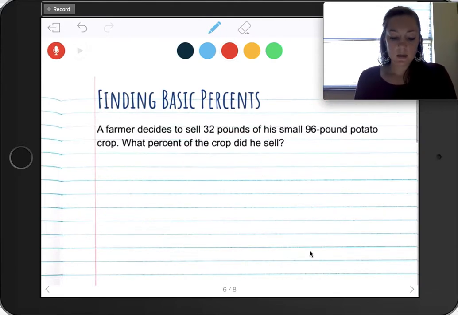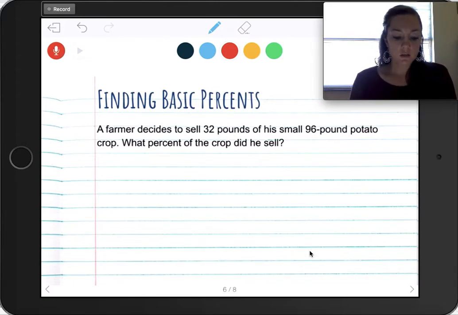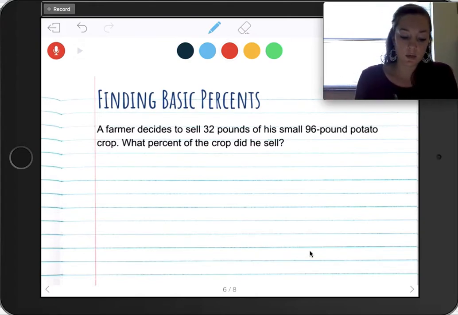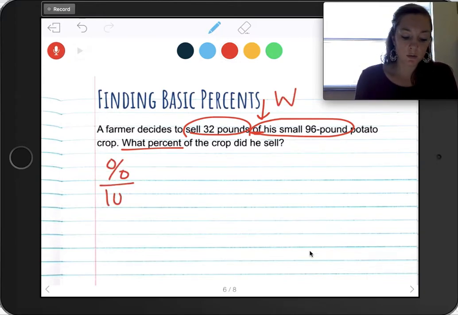All right? So the last two, I want to just give you some word problems that are real life things, because in real life, we're not going to say, well, what is 30% of 50 or whatever. So a farmer decides to sell 32 pounds of his small 96-pound potato crop. What percent of the crop did he sell? So we need to figure out the part, the whole, and the percent. So we want to know what percent. He sells 32 pounds, and then we have this word of his 96-pound crop. Well, of tells us that is the whole, right? So let's write our proportion.